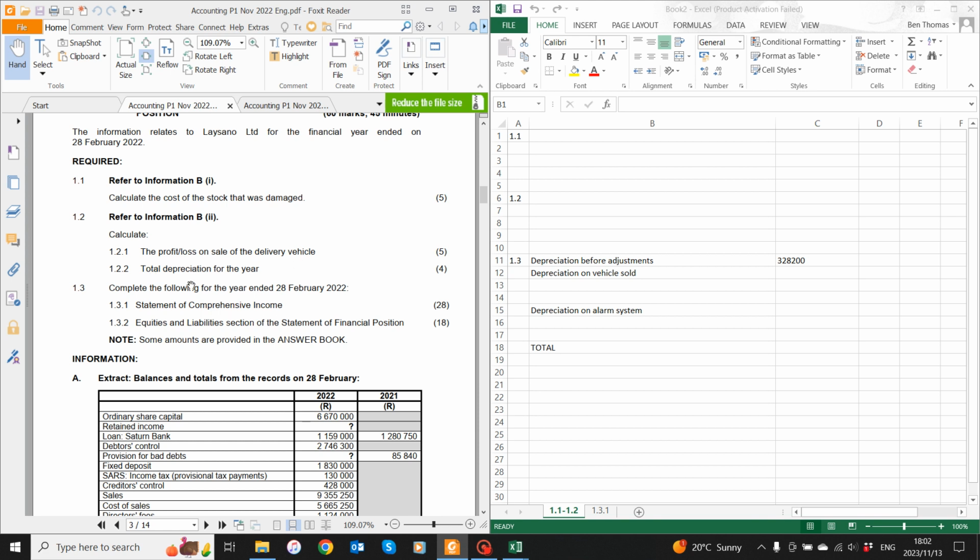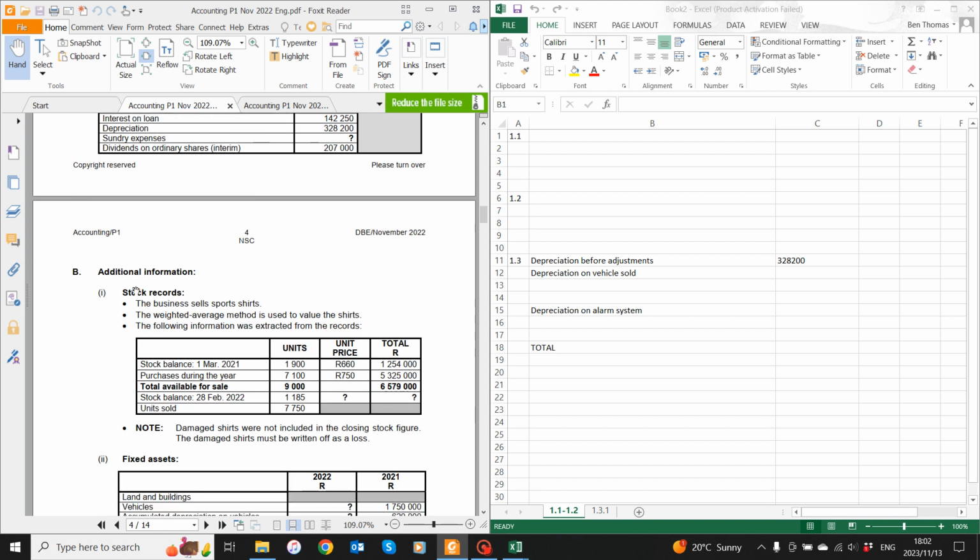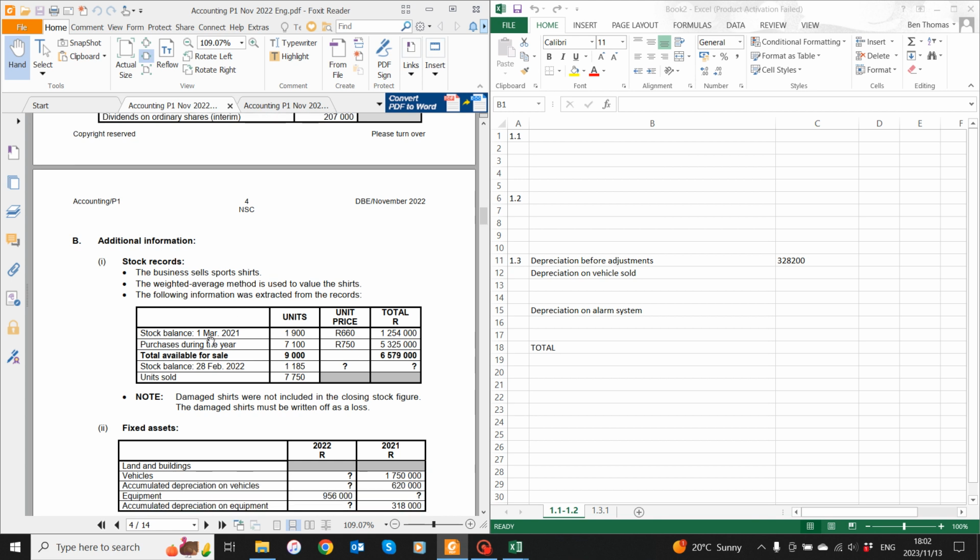1.2.2 is the depreciation. So regarding the cost of the stock that was damaged, by B, number 1, stock records. The business sells shirts. The weighted average method is used to value the shirts, and the following information is given. You have an opening stock balance, you have purchases for the year, and then you have total available for sale, stock balance at the end, and units sold.